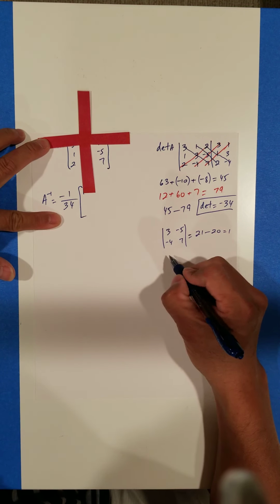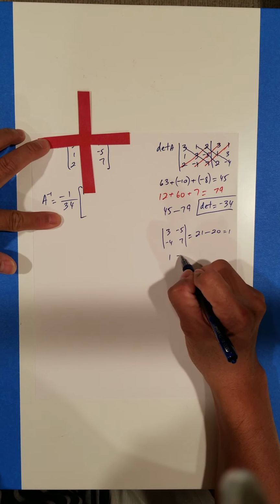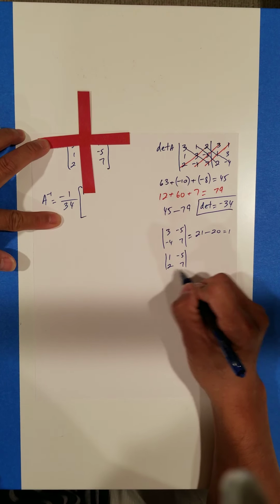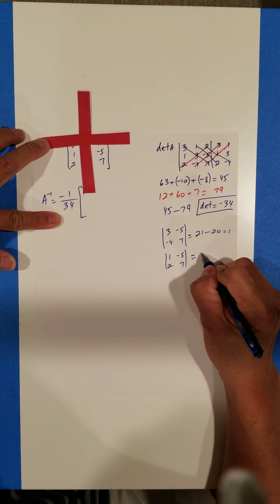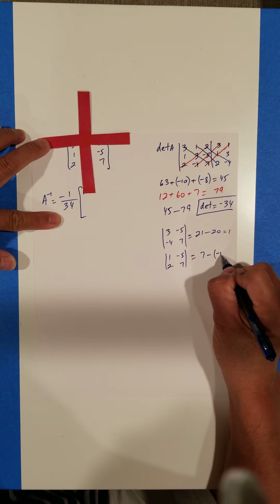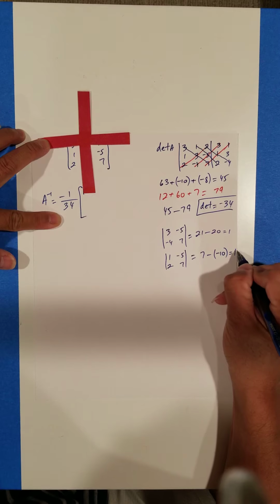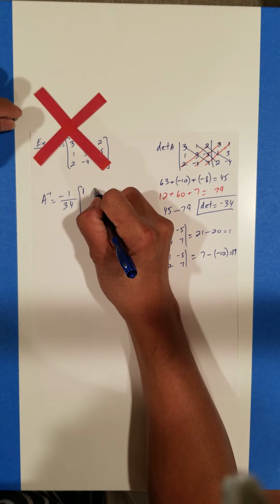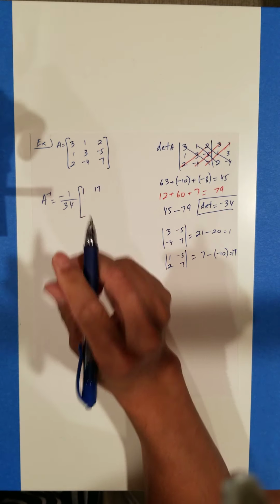Left over is 1, -5, 2, and 7. What's the determinant here? The determinant is 7 minus -10. So hopefully you guys remember how to do that. That comes out to be 17. So my next answer is going to be 17.